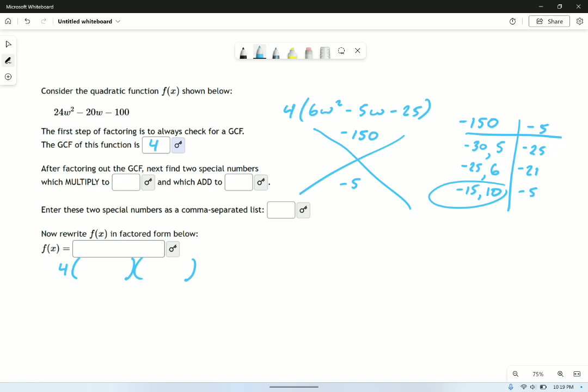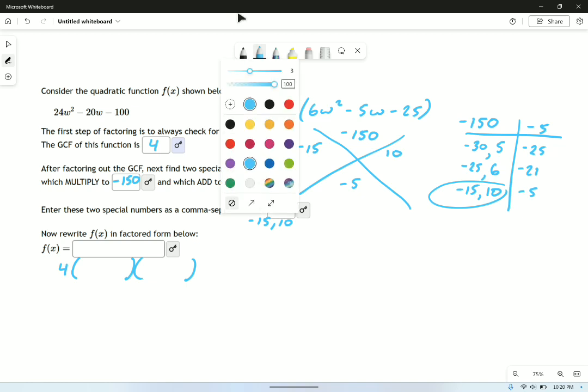I skipped a few steps here, so let's fill this in. It has to multiply to negative 150. It has to add to negative 5. And those two special numbers that we just found were negative 15 and 10. Now, a lot of people recognize this factoring technique so far, whether you organize it by a box or by grouping or whatever.